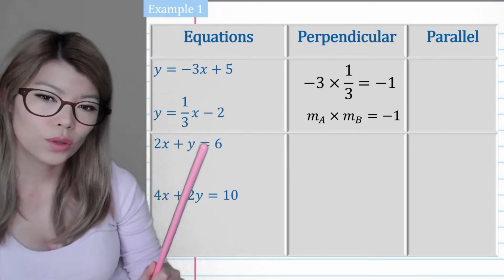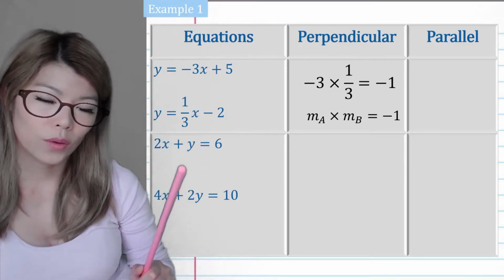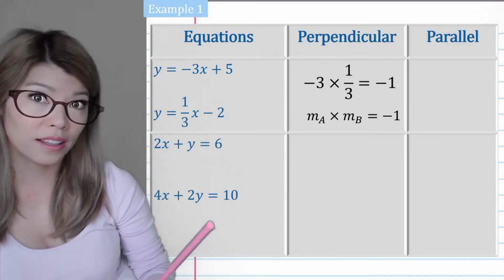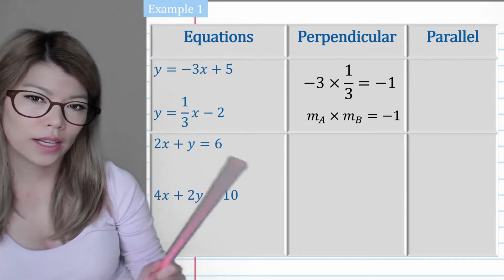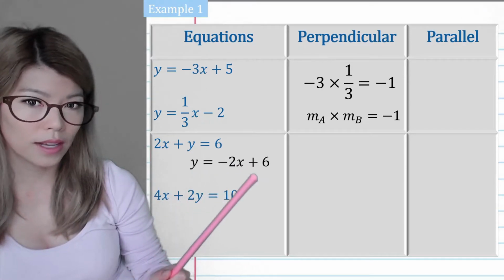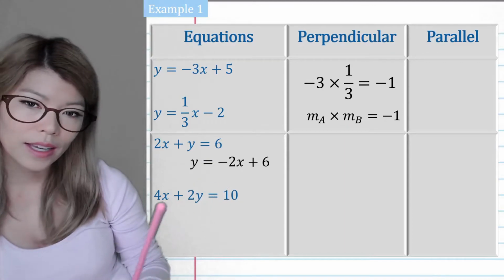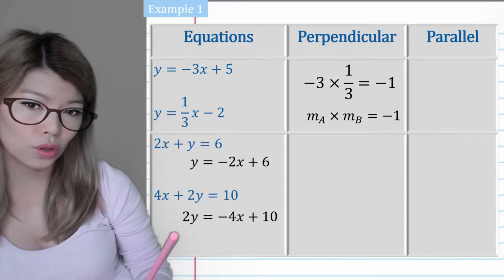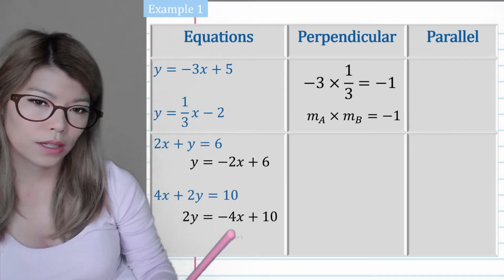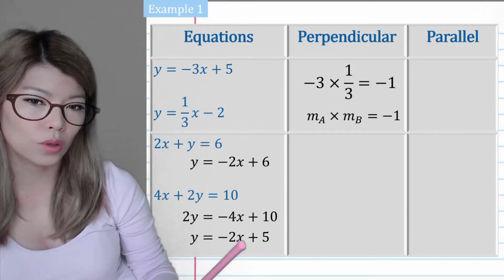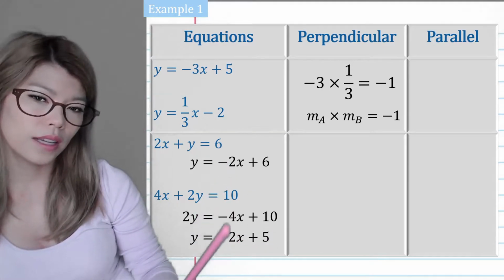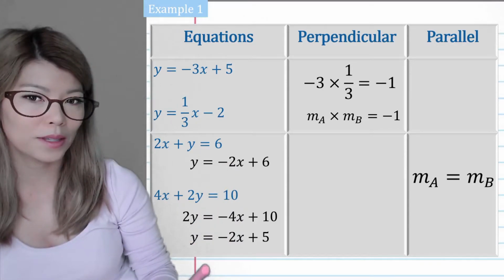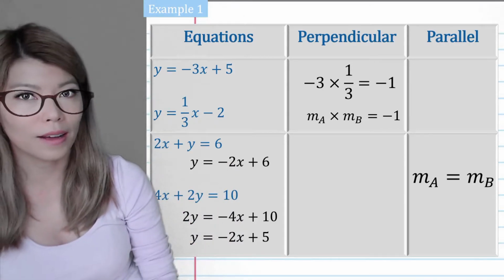Let's have a look at these two equations. We can see that they are not in gradient intercept form, so let's rearrange them. Bringing the 2x over to the other side becomes negative 2x, so the gradient for this line is negative 2. For this one, let's bring the 4x to the other side, and we still have to divide by 2 to get rid of that 2. Dividing by 2, we get y equals minus 2x plus 5. Looking at the rearranged equations, we can see that the gradients are the same, so these two equations are parallel.